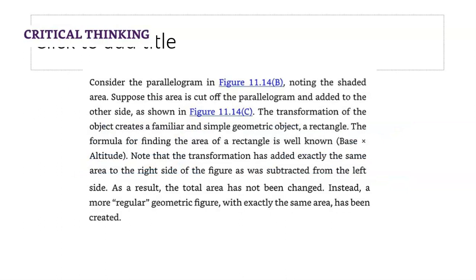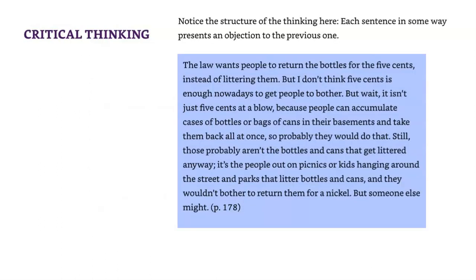So consider that parallelogram, noting that the shaded area, suppose this area is removed from the parallelogram and added to the other side. The transformation creates a familiar and simple geometric object, the rectangle. And the formula, of course, is always base times height, as they call it here in the United States. I've never seen altitude before. So notice that transformation has added exactly the area to the right side that was subtracted from the left, and as a result, the total area has not changed, but we can relate to it better.